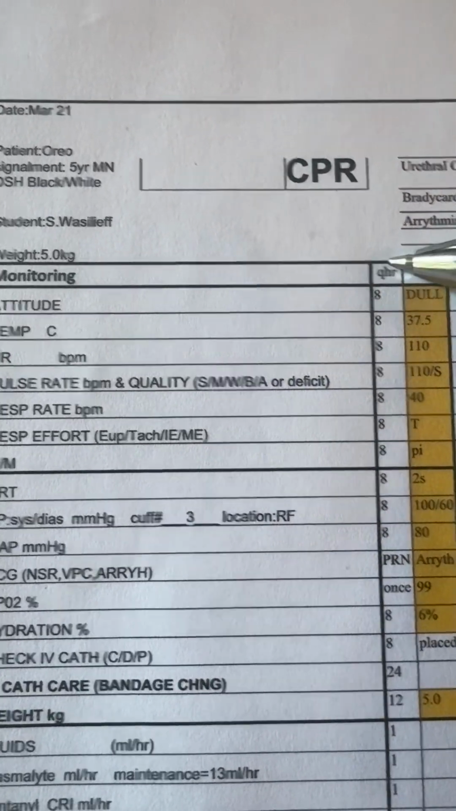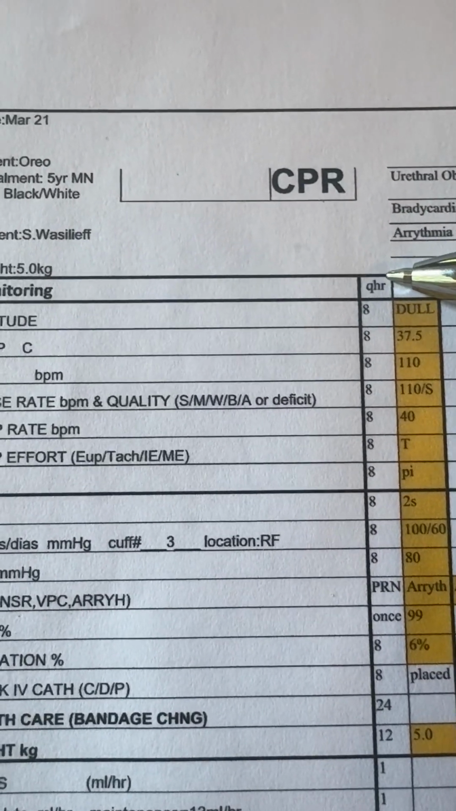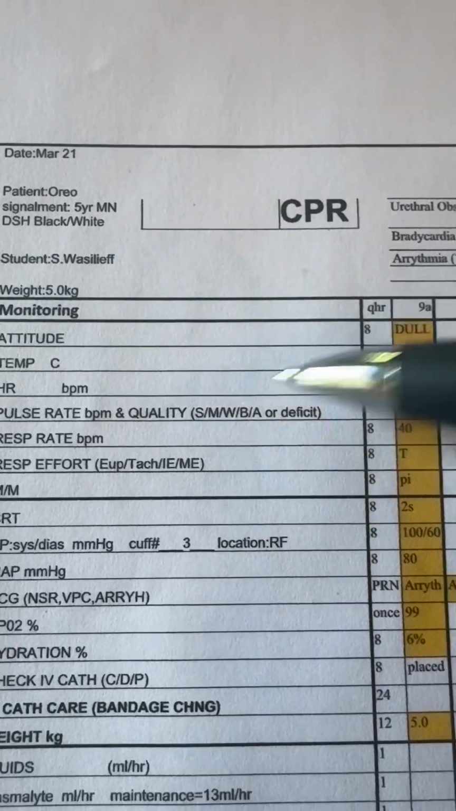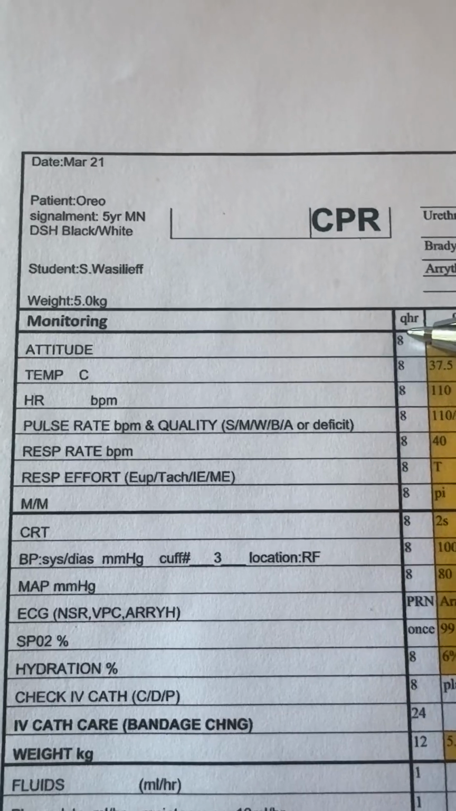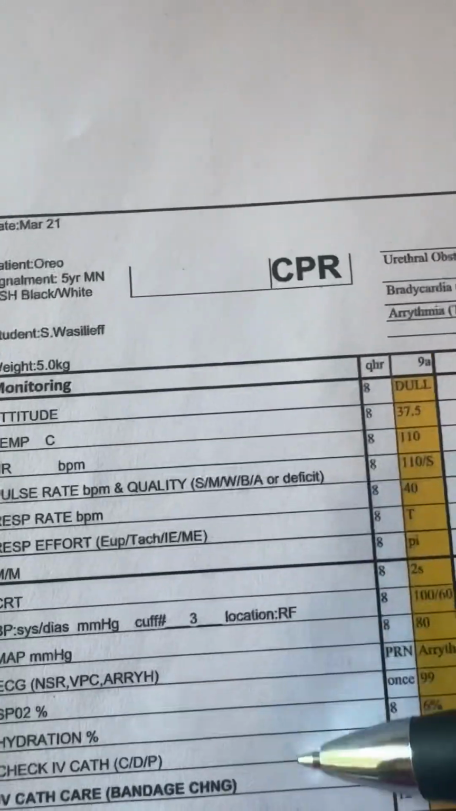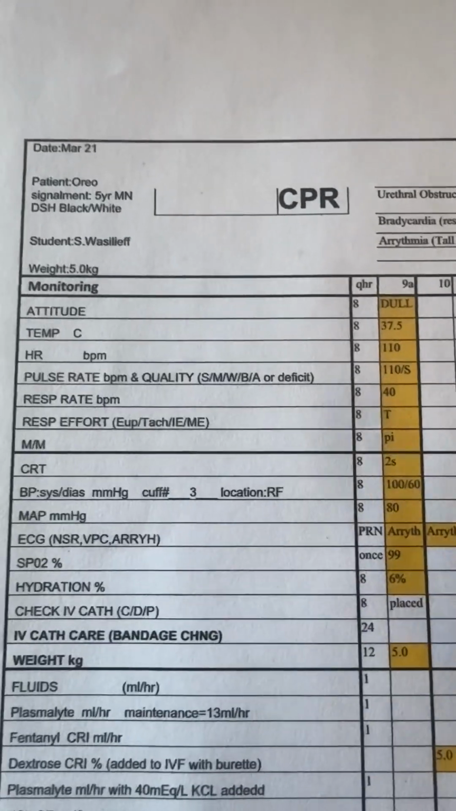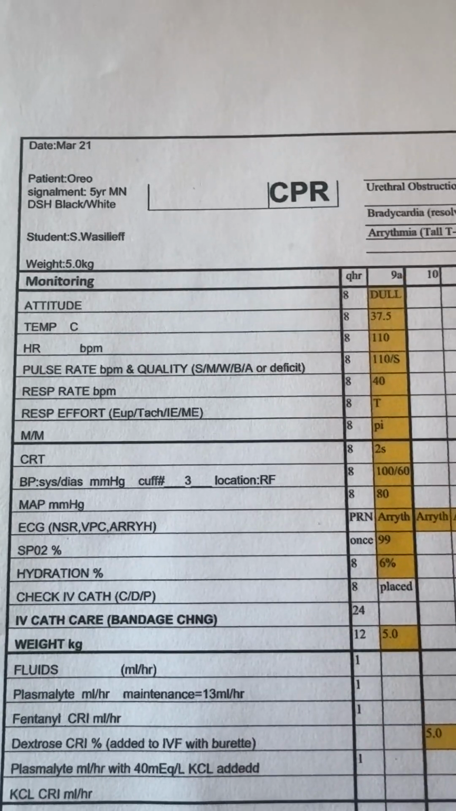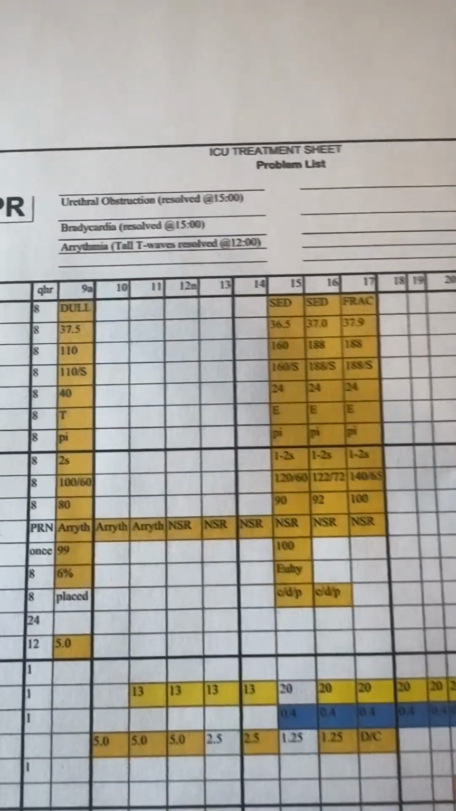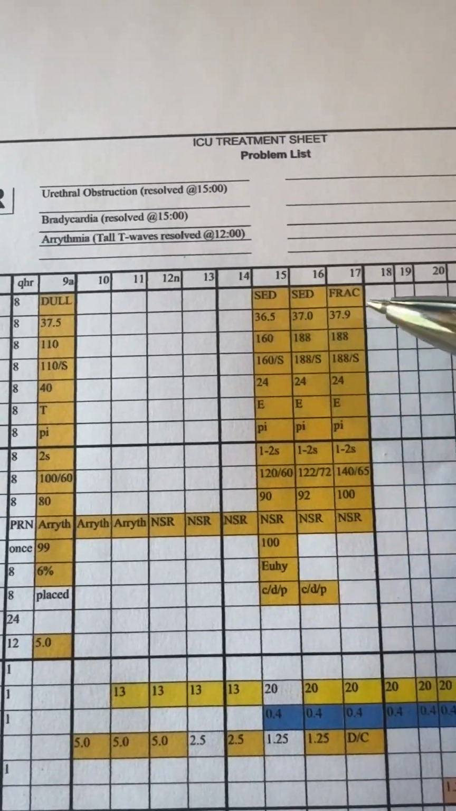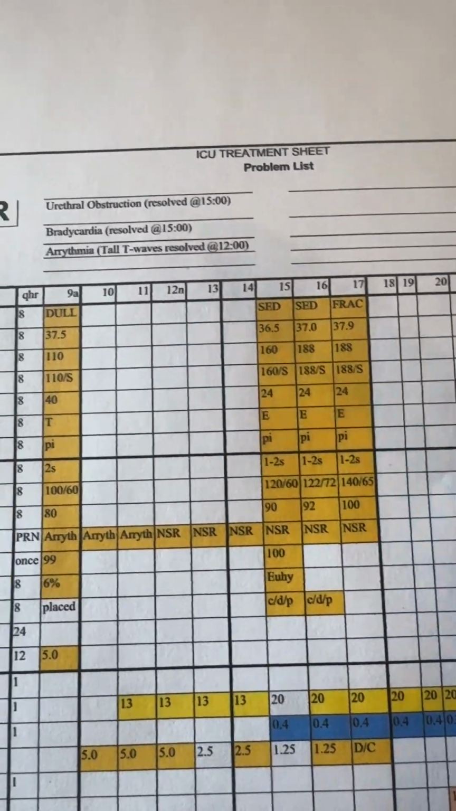On here, the Q hour is the frequency in hours of when these are to be performed. So in this example, I have Q 8 hours for all of these monitoring. Of course, if something were to change, it doesn't mean that you only do these every 8 hours. You can see in my example, they're done more frequently because this animal was recovering from sedation.